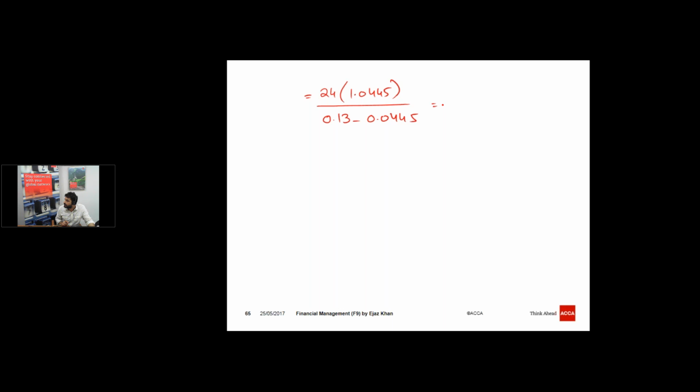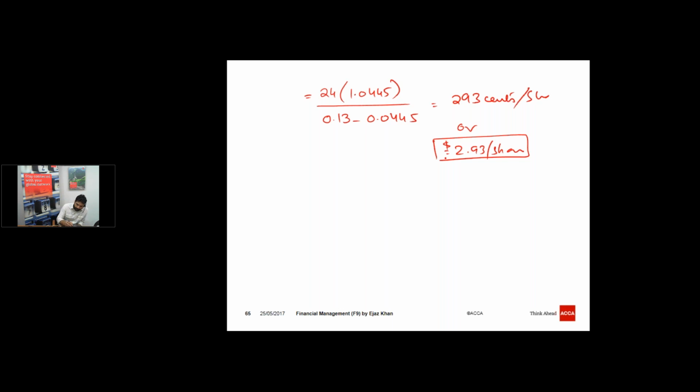So 24 into 1.0445 divided by 0.13 minus 0.0445. So it's 2.93 cents per share, or $2.93 per share. So this is the calculation part. It's pretty simple and not that difficult.